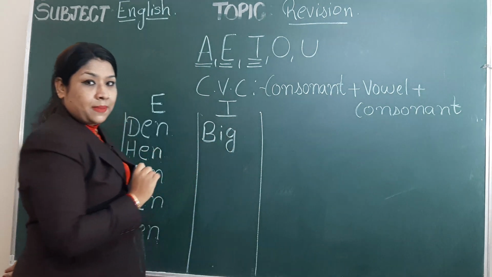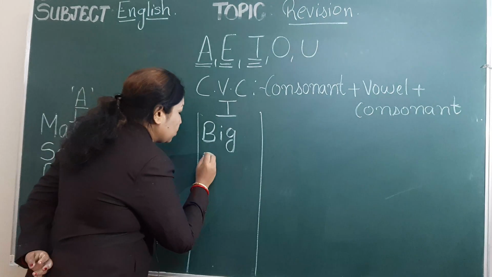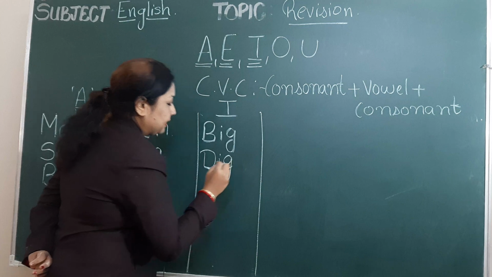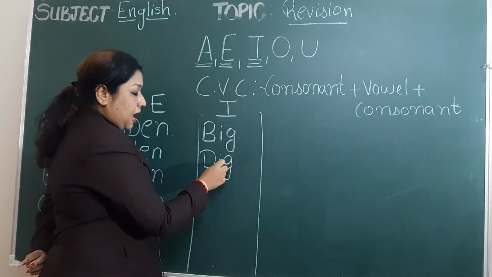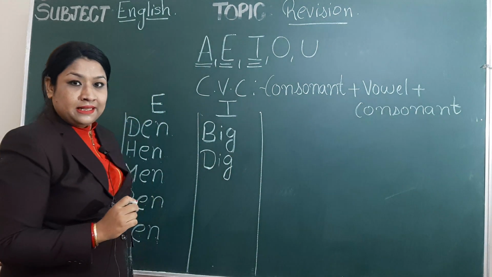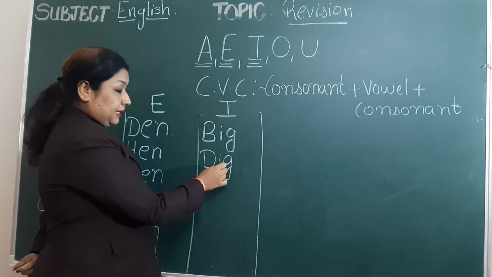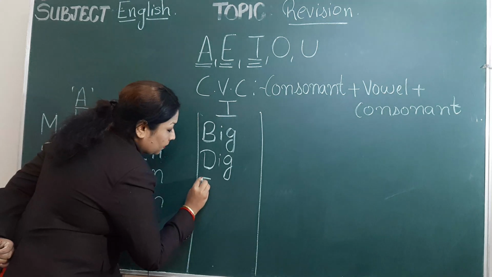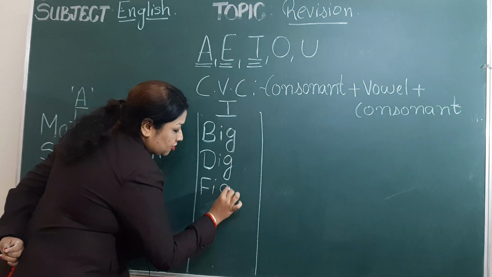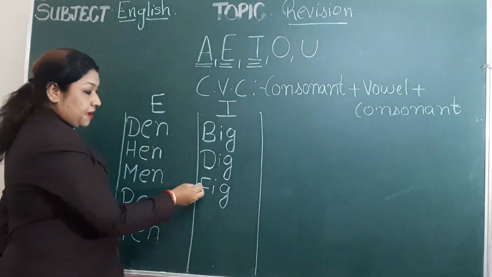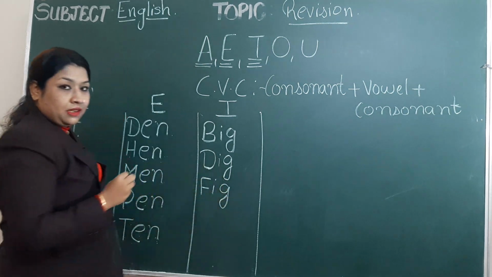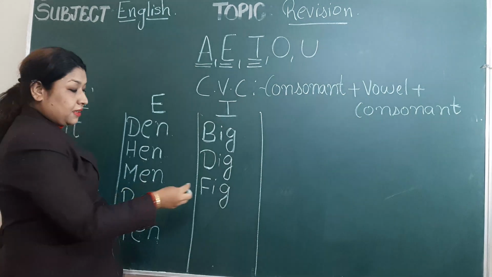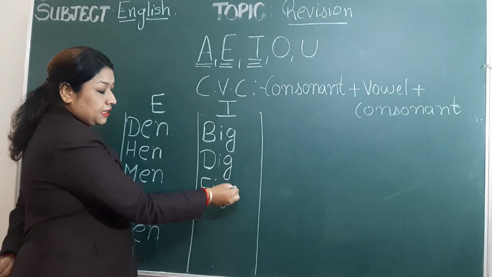The phonic sound is b e g, big. The next word is D I G, dig. The phonic sound is d e g, dig. F I G, fig. The phonic sound is f e g, fig.